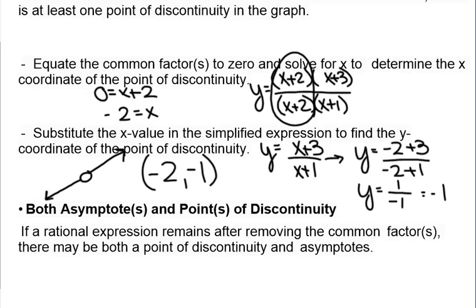Now, both asymptotes and points of discontinuity. If a rational expression remains after removing the common factors, just like in that last example, there may be both a point of discontinuity and asymptotes. So for example, in this one, we would also have a vertical asymptote at x is equal to negative 1.